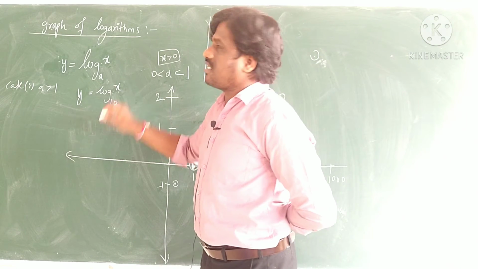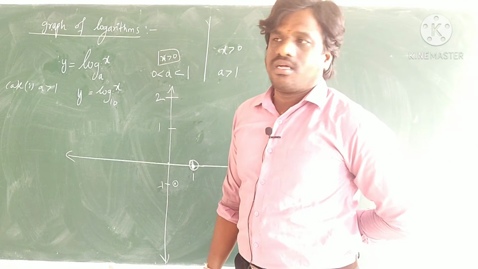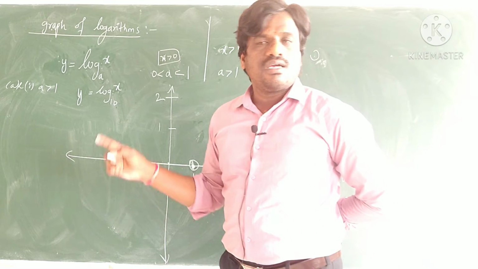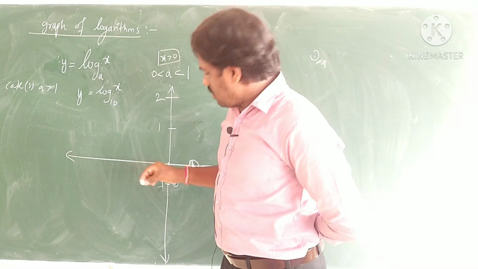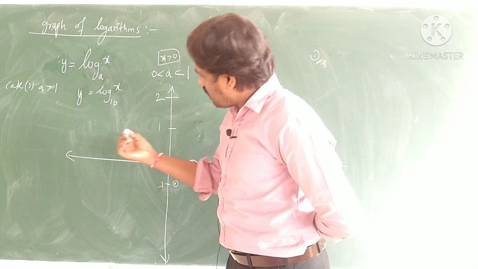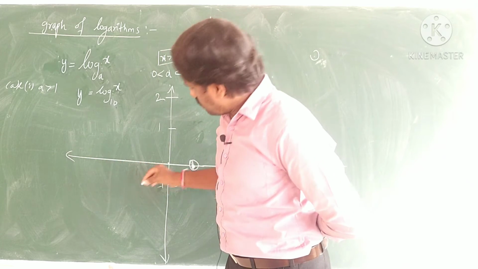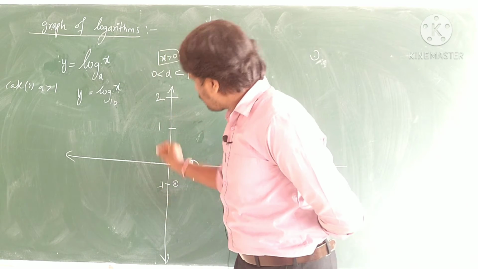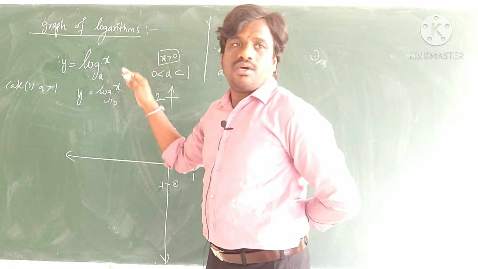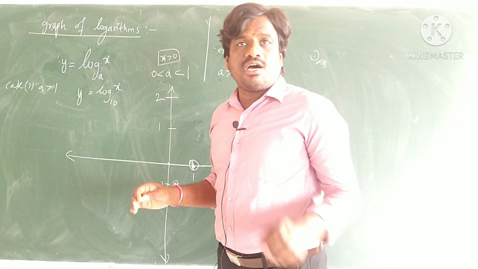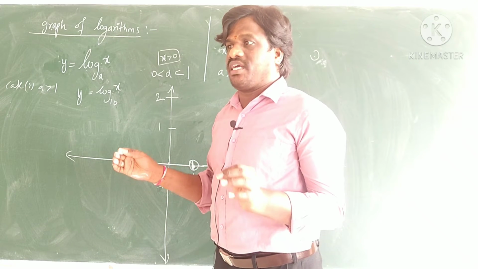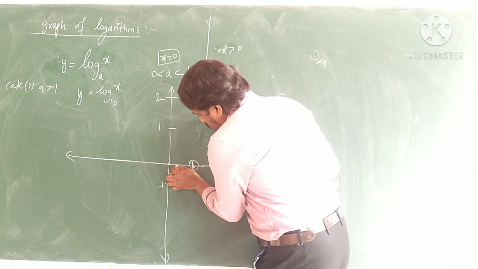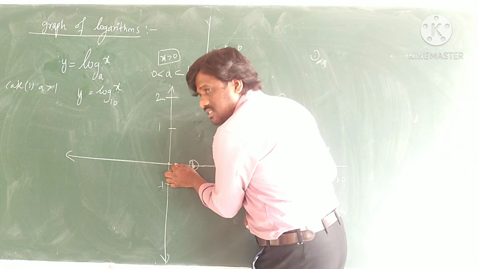If I keep 0 here, what do I get? Log 0 is infinite. So at 0, slightly plus, you get infinite here. And if you take 1 by 100, 1 by 1000, you get minus 2, minus 3, and so on. But these are very small points here on the x-axis.